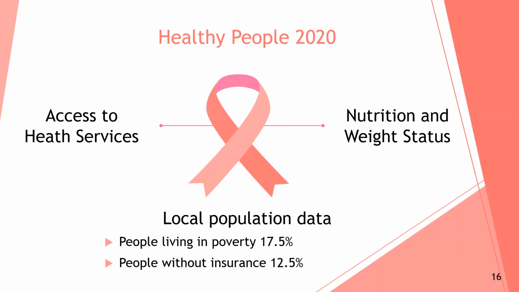According to Healthy People 2020 initiatives, 2 important steps to preventing breast cancer would be having proper access to health care services and maintaining a proper nutrition and weight status. Access to comprehensive, quality health care services is important for promoting and maintaining health, preventing and managing disease, reducing unnecessary disability and premature death, and achieving health equity for all Americans.